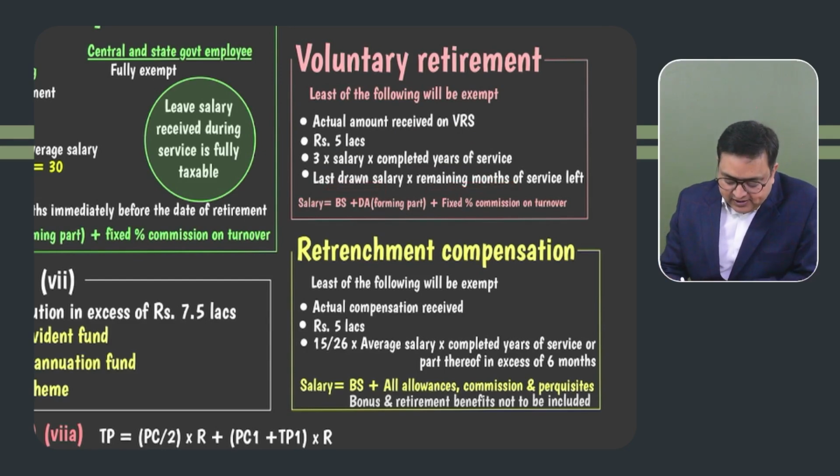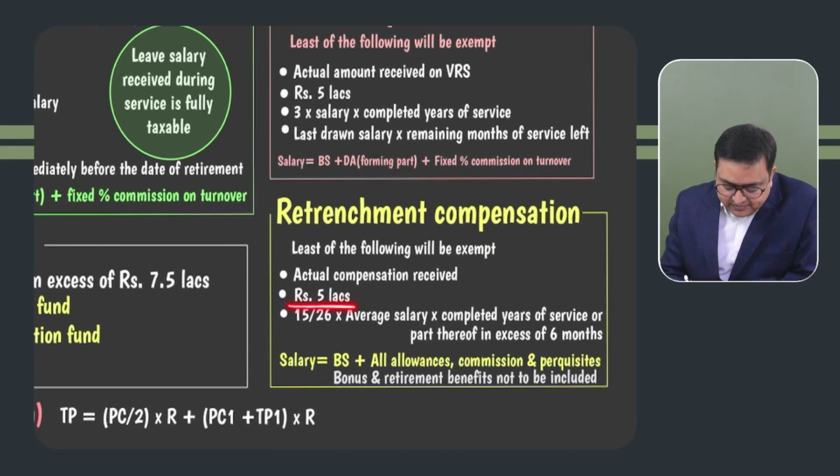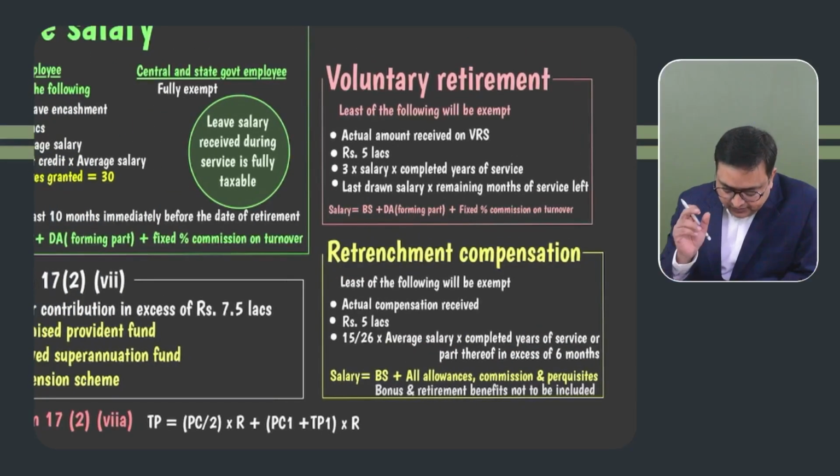Second, if the assessee is getting retrenchment compensation, it is almost quite similar. So retrenchment compensation fixed limit is also 5 lakh rupees. So actual retrenchment compensation or rupees 5 lakh, and third is 15 by 26 into average salary into complete years of service or part thereof in excess of 6 months. Got it? Not so important, but still, if it comes, please do remember one thing, that the maximum amount here, and in VRS, is 5 lakh rupees. Got it?